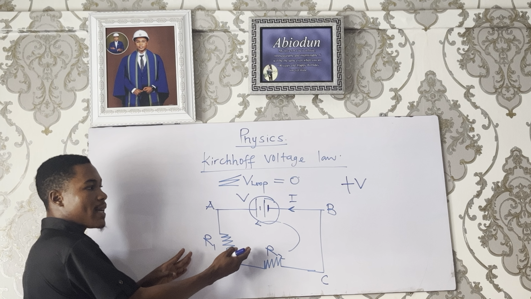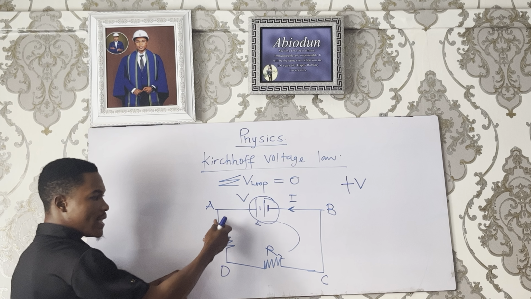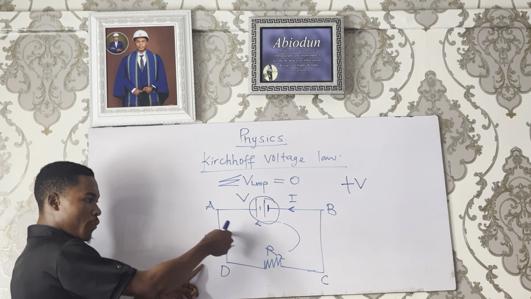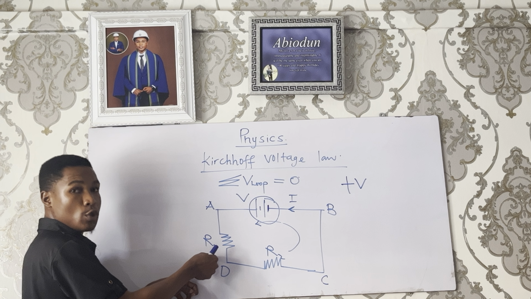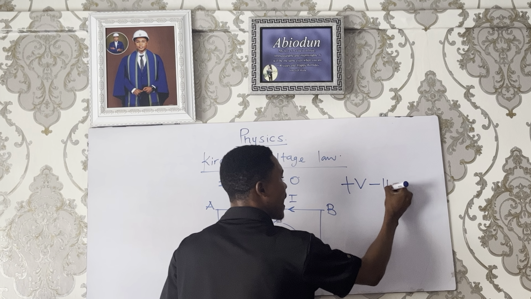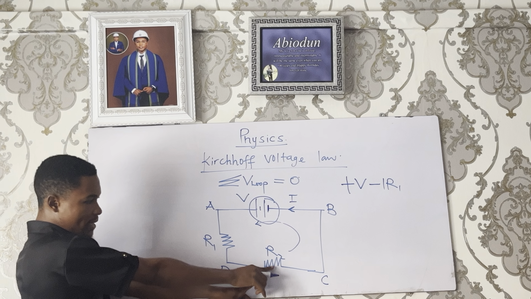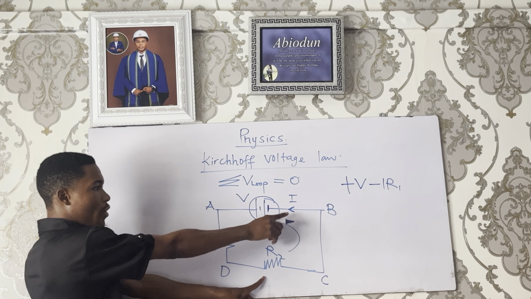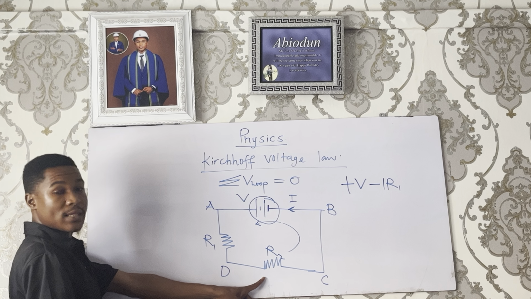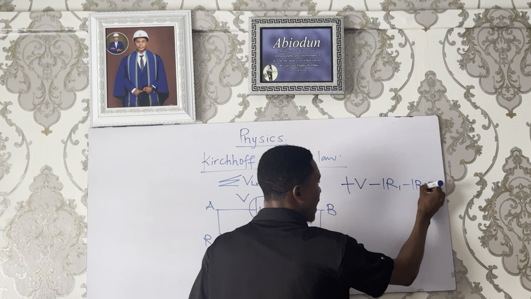So when you look at this circuit, you will notice that the current and the loop are moving in the same direction in this resistor. Hence, the potential difference in this resistor is going to be negative. And that is why I'm going to have negative IR1 according to Ohm's law. And when you look at this resistor also, the current moving into it and the loop are also moving in the same direction. And that's why I'm going to have minus IR2.